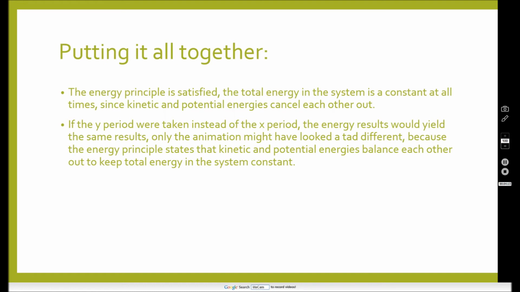If the y period were taken instead of the x period, the energy results would yield the same thing, although the animation might look a little different, since we are taking a different time period and a different spring constant because of it. But essentially the graph of the energies would look fairly similar. They might not look identical, but there'd still be a constant total energy in the system, and thus we can conclude that the energy principle works in this scenario.